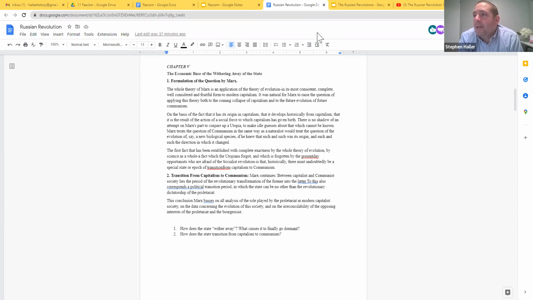He even points out, right, even in the first sentence, the whole theory of Marx is an application of the theory of evolution, in its most consistent, complete, well-considered, and fruitful form, to modern capitalism. It was natural for Marx to raise the question of applying his theory both to the coming collapse of capitalism and the future evolution of future communism. On the basis of the fact that it has its origins in capitalism, that it develops historically from capitalism, that it is a result of the action of the social force to which capitalism has given birth, right?